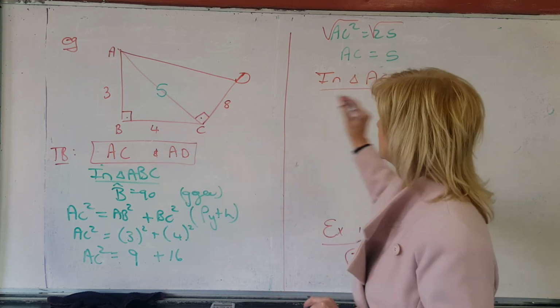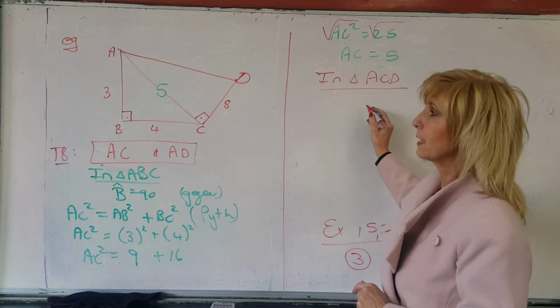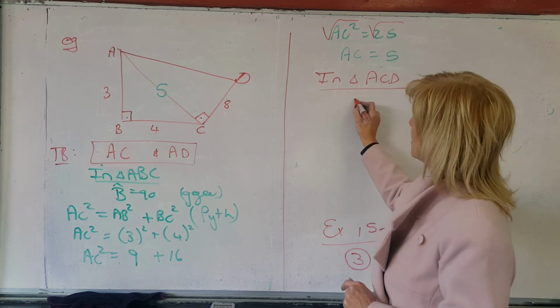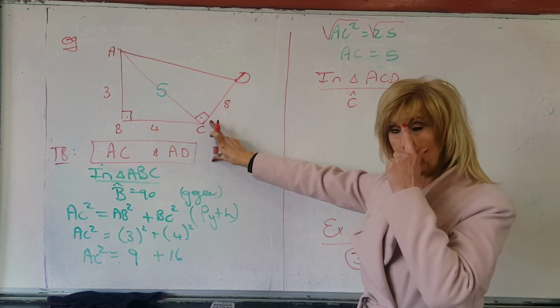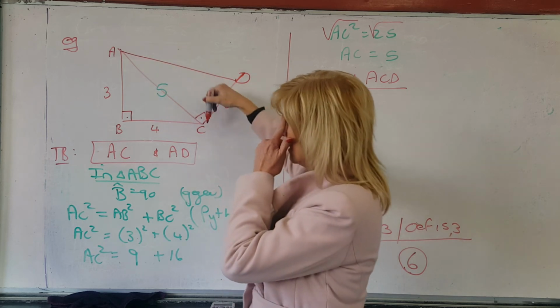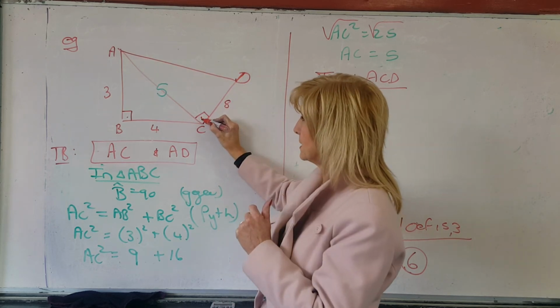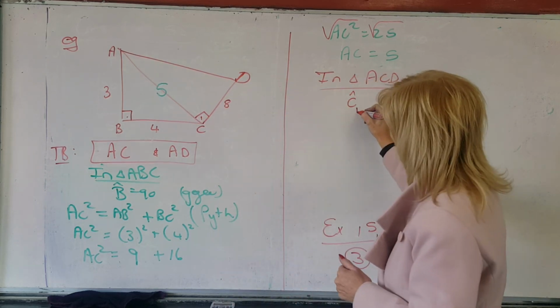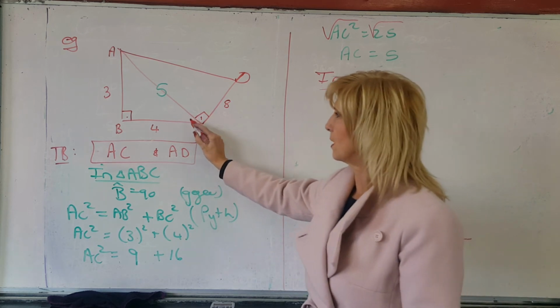in triangle ACD. And in that triangle, can I use Pythagoras? Yes, because that angle C there, and we call it ACD, or you can call it C1 if you want to. C1. Why? Because there's another one.